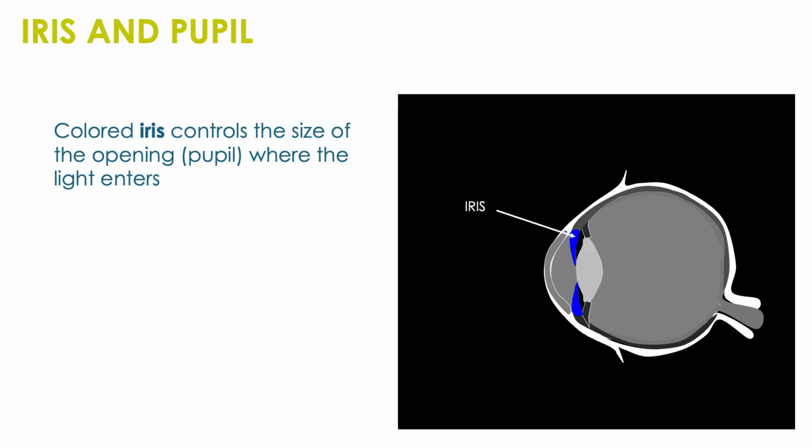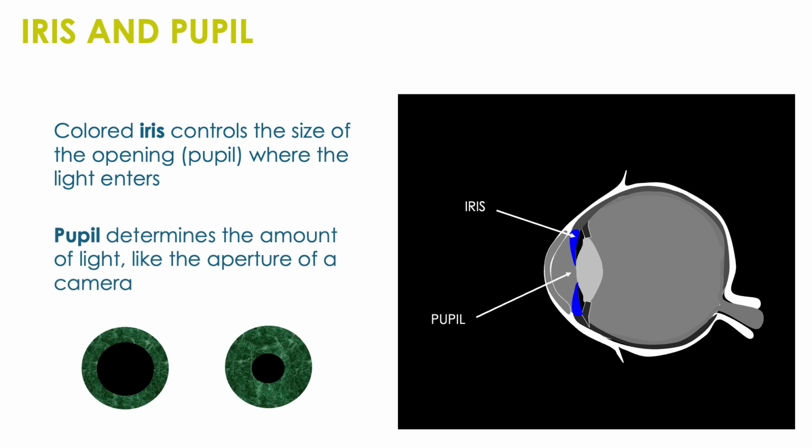So now let's talk about the iris and the pupil. The iris, that is the colored part of the eye, controls the size of the pupil, which regulates the amount of light entering the eye. The pupil basically functions in a similar way to a camera's aperture, performing an adjustment based on the light level to optimize the clarity of the image.